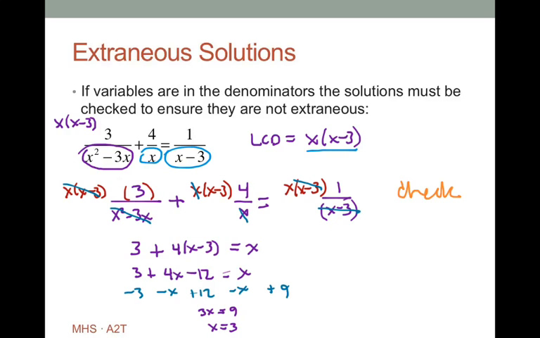The trickiest part in these problems is figuring out what the least common denominator is and then being careful and accounting for the things that cancel and not forgetting anything. But again, we could get an extraneous solution, so let's check to see.